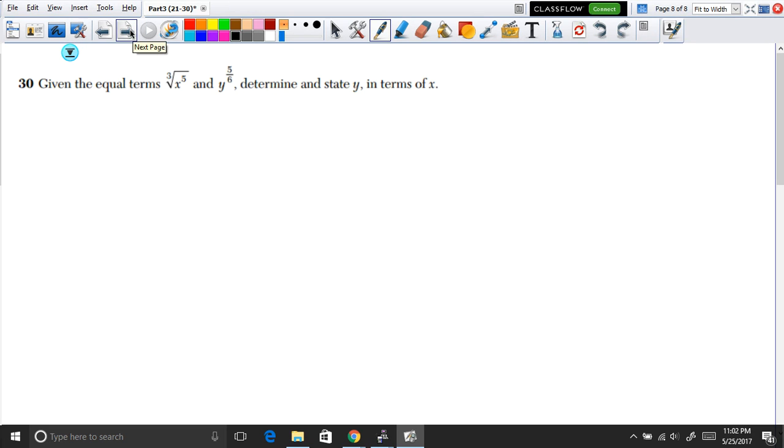All right, so question 30. Question 30 says, given the equal terms, determine and state y in terms of x. Okay, so now here they're making an assumption. If they are equal, then that means that we can set them equal to each other. So let's put them equal to each other. We're going to have the cube root of x to the fifth equals y to the 5 sixths. All right, so one is a radical, one is an exponent. Let's make sure both of them are written in exponent form. So we're going to have x to the 5 over 3 equals y to the 5 over 6.